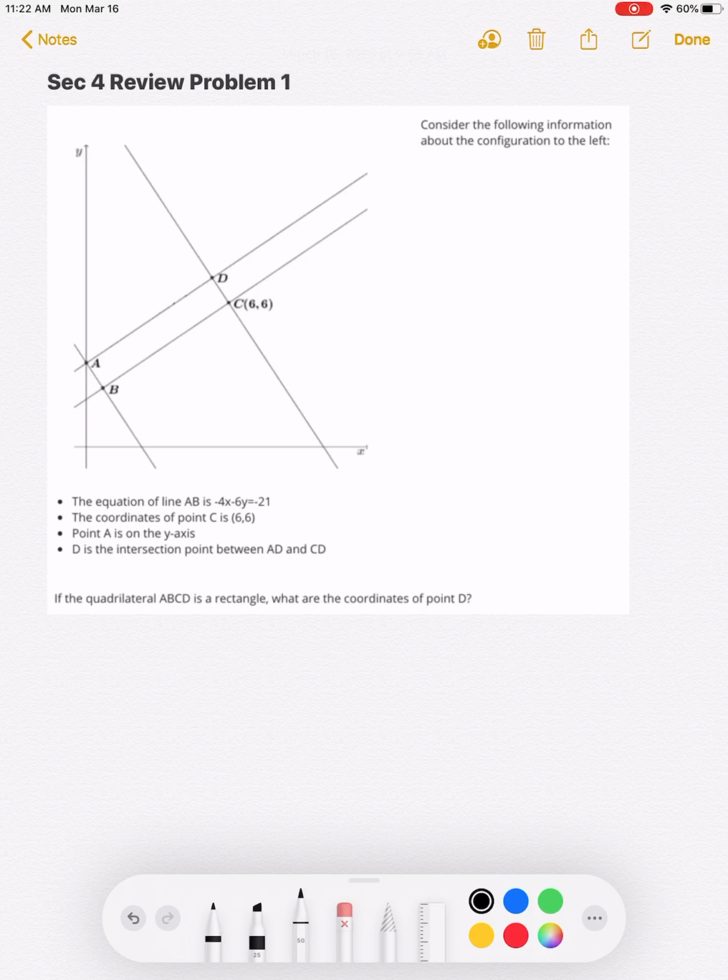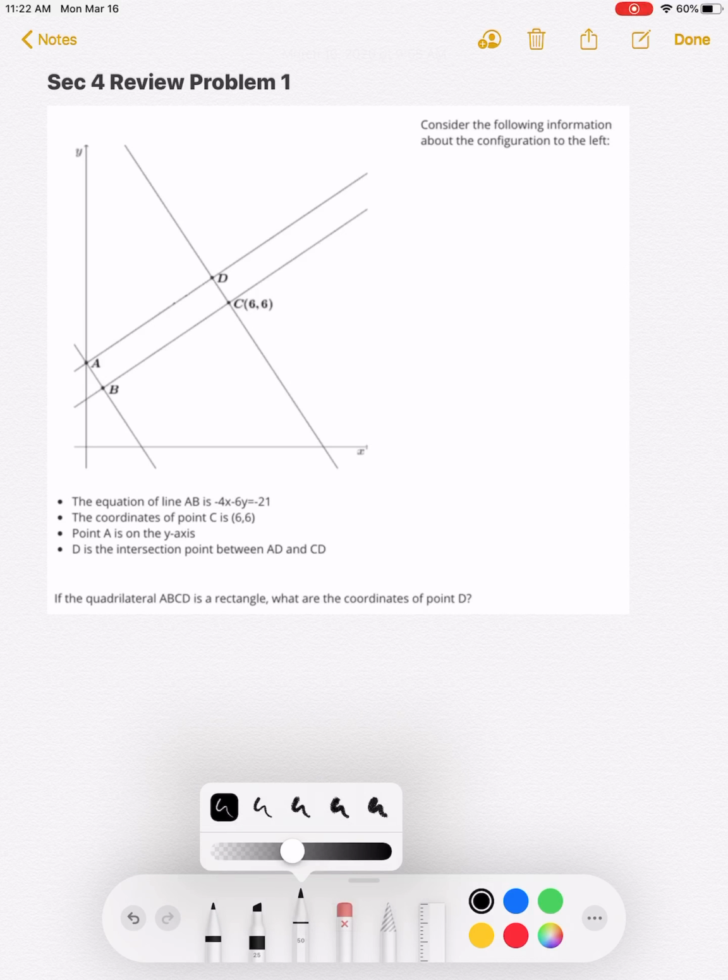So AB, we know the equation of that line. It's minus 4x minus 6y is equal to minus 21. And we can get enough information from that line to determine the equation of AD. Because we know that AD has the same y-intercept as AB, it's at A. And we also know that it has the opposite reciprocal slope, because since it's a rectangle, the lines AD and AB are perpendicular.